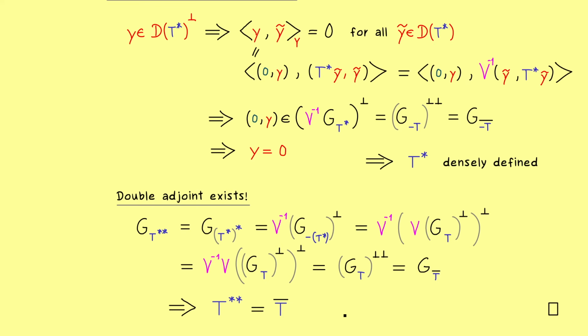And please note, in particular, the theorem tells us that for a closed densely defined operator t, the double adjoint is equal to t. So this is a really nice result for the Hilbert space adjoint, and I would say let's discuss more about that with the next videos.